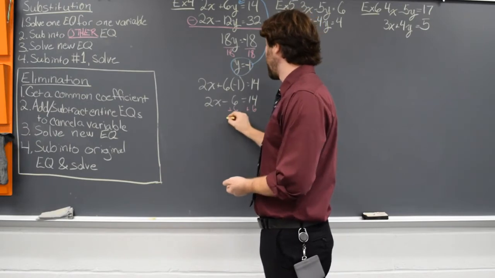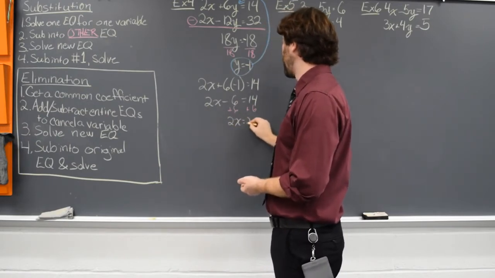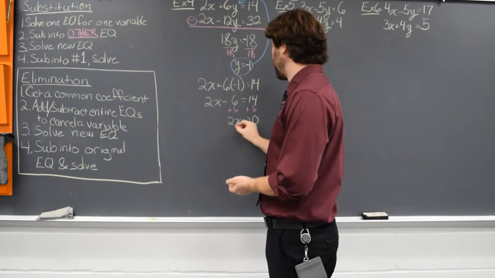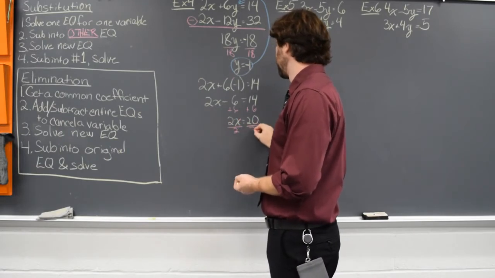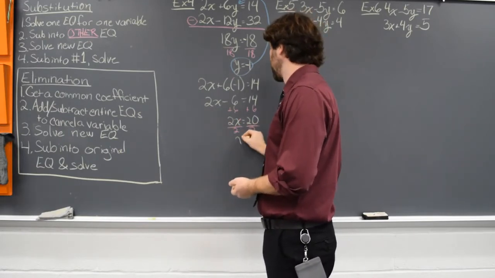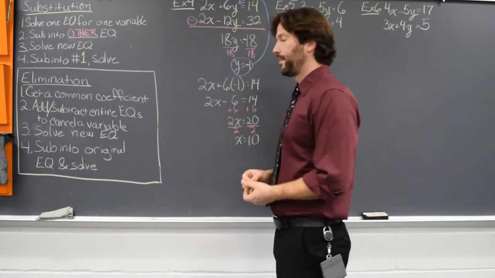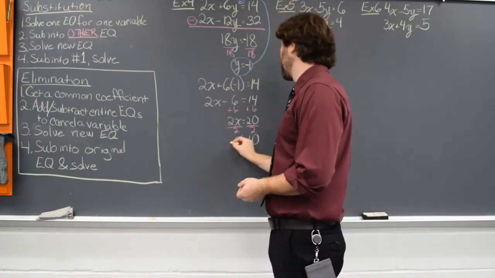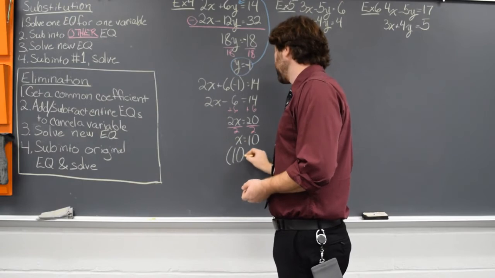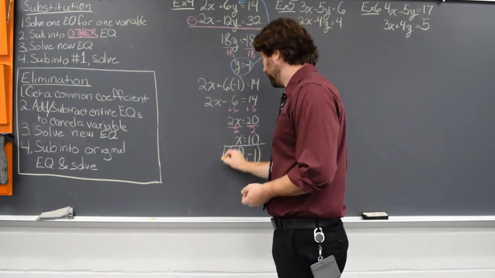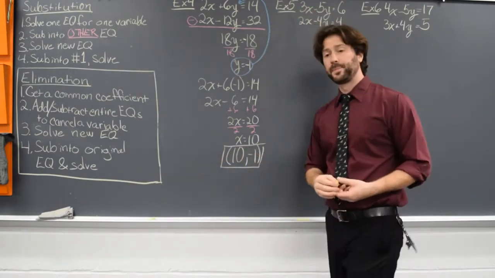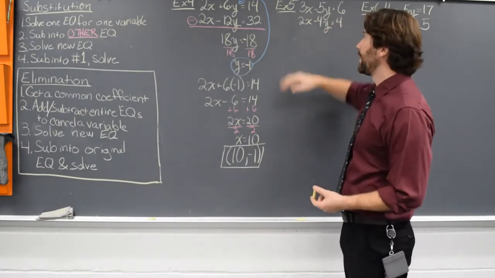Okay, and I've got 2x equals 20. Divide both sides by 2, and I've got x equals 10. So our solution is the ordered pair (10, -1). And there we go.